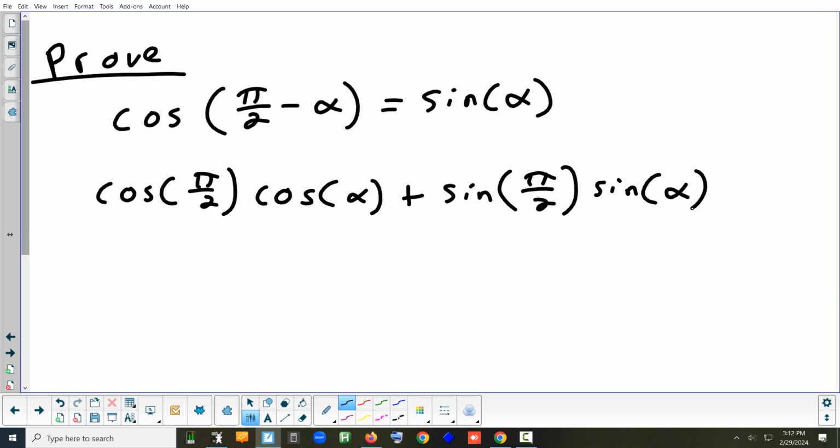So Sophia gave us that, so now we're going to have to figure out what that is. Might help to have the coordinate for pi over 2. What is the coordinate? 0, 1. Yes. So the coordinate is 0, 1. So what's the cosine of pi over 2?